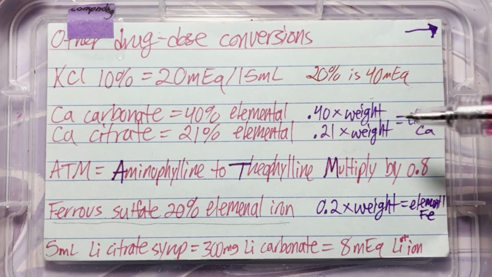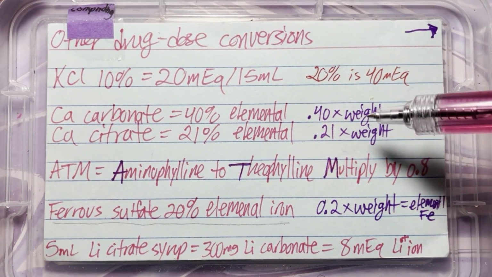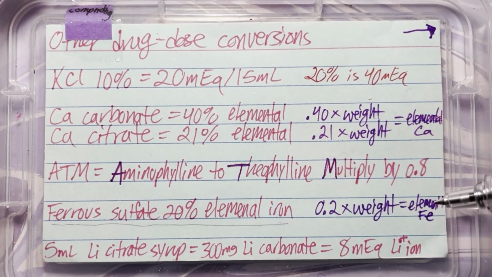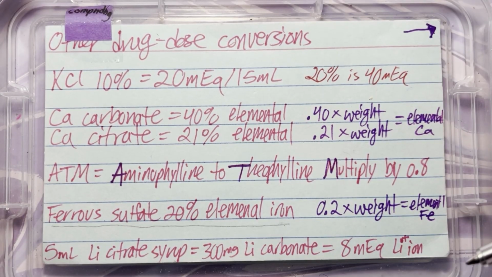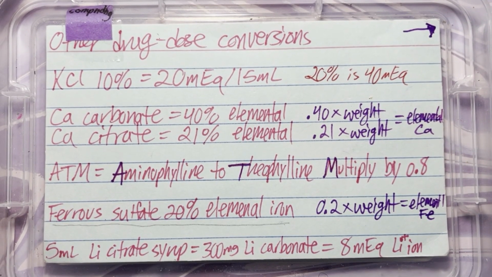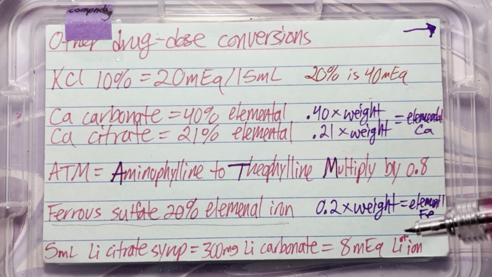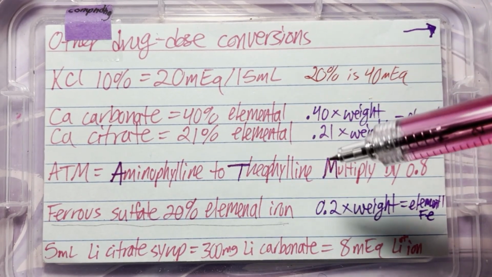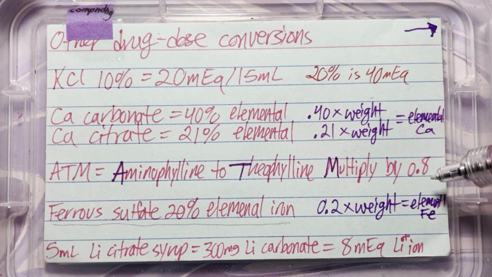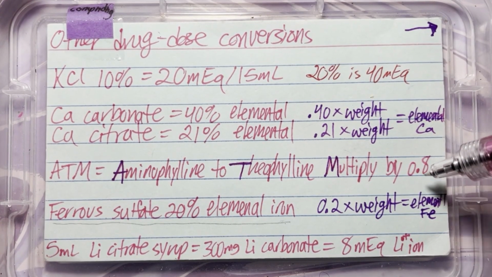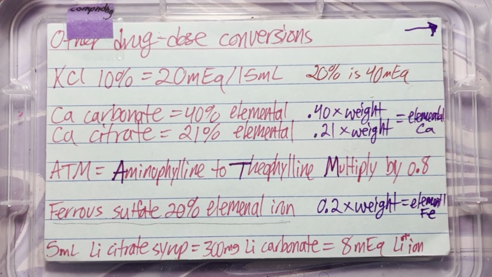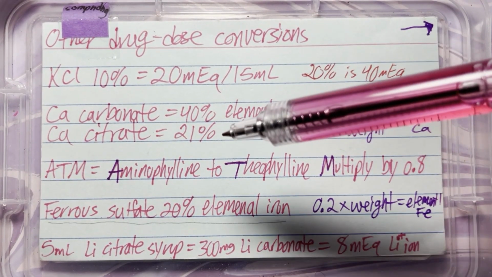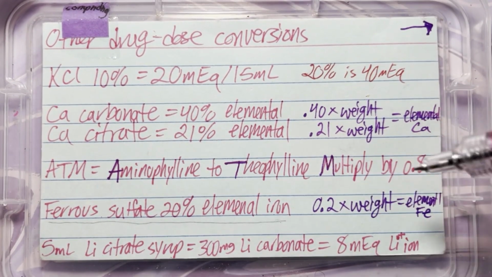And then to calculate your elemental weight, you just do the decimal version of the percent times the weight. ATM, I'm sure RxPrep didn't come up with most of these acronyms and mnemonics, so I don't know who originally came up with these, so no reference for that. But ATM, aminophylline to theophylline, multiplied by 0.8. Now, how can you remember that 0.8? I'm not sure. I've just always associated it together. So ATM 0.8, ATM 0.8.